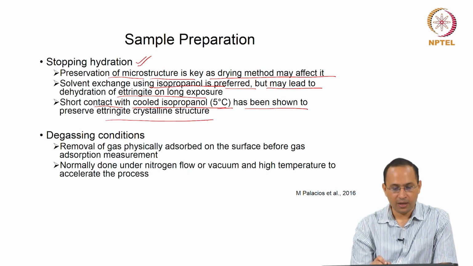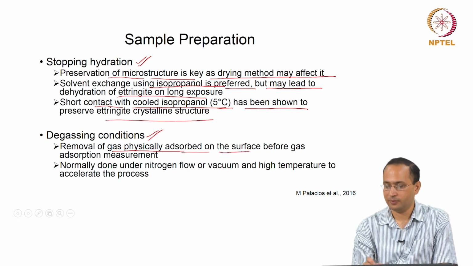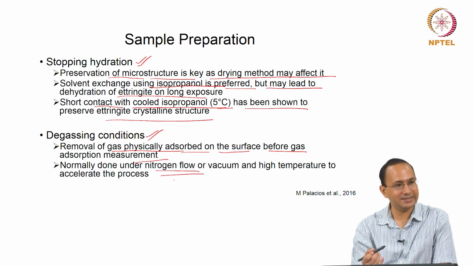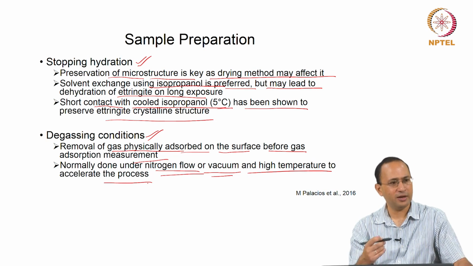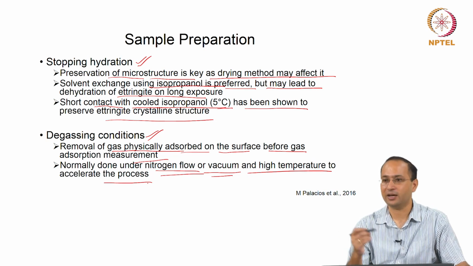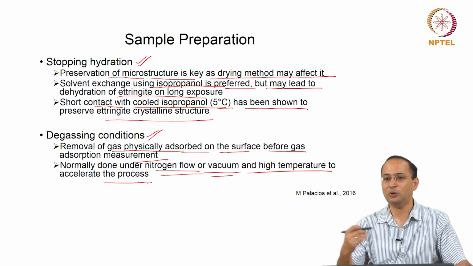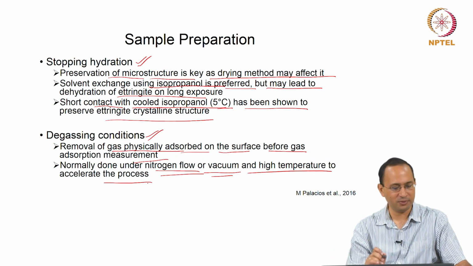Okay. So, once you stop hydration and you have a sample, before you do this adsorption test, you have to degas the sample. Degassing means you have to remove any gas which is physically adsorbed on the surface before making adsorption measurements. It is normally done under nitrogen flow or vacuum at high temperature to accelerate the process, because if you do not use high temperature, it might take a long time, but you also do not want to use too high a temperature, as we will see.